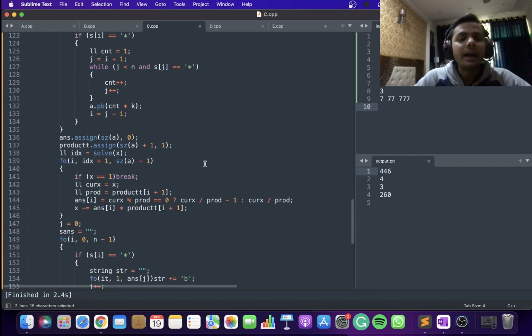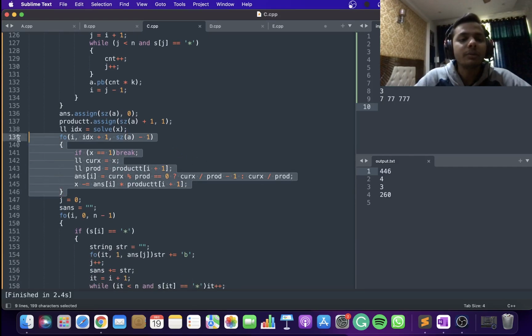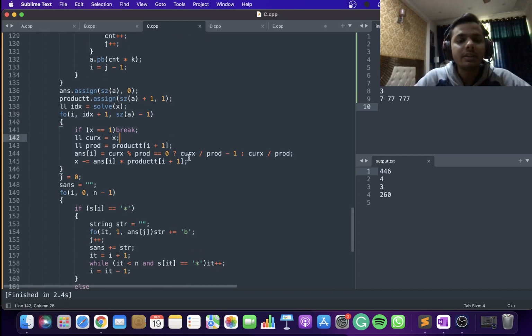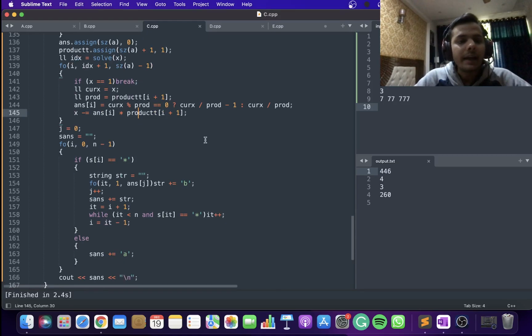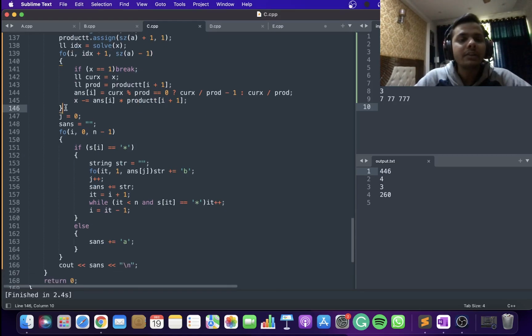So now I have found the first index, and there is nothing to worry about. Now I can just go from that index down to size minus 1 and repeat essentially the same thing. Now I don't need to put any if conditions here, and I can simply do something like this. Answer of i equals ceiling of x by prod minus 1, and I can again decrement x by answer of i multiplied by product of i plus 1. I can keep doing it, and now I successfully have my answer vector.